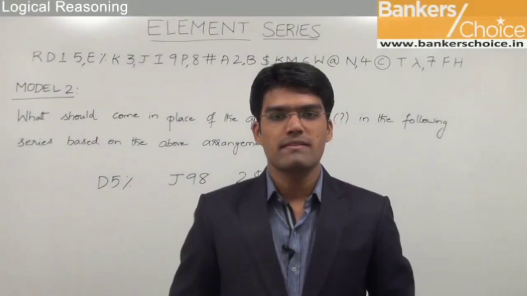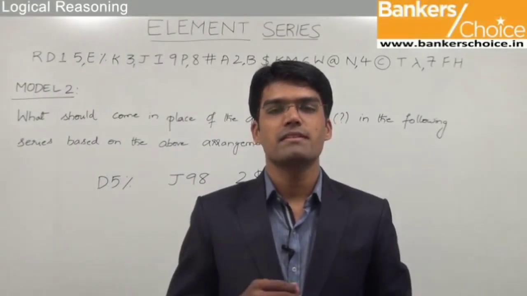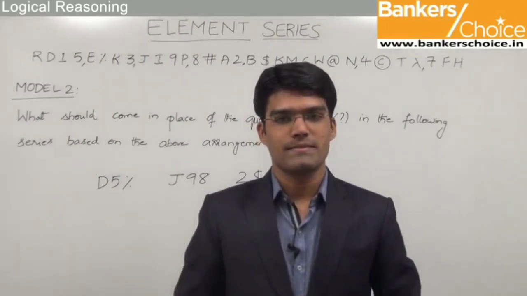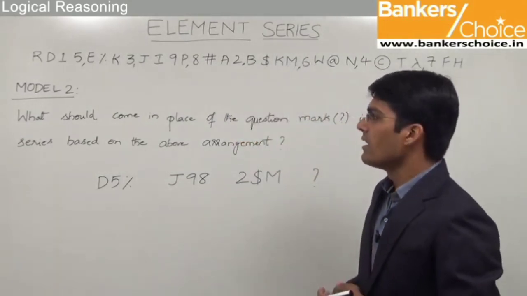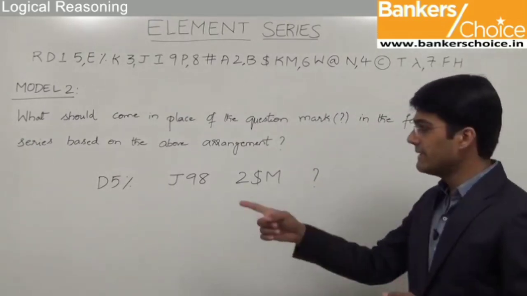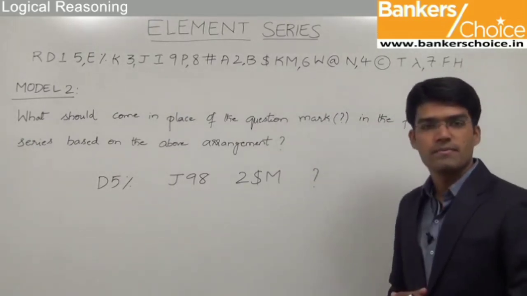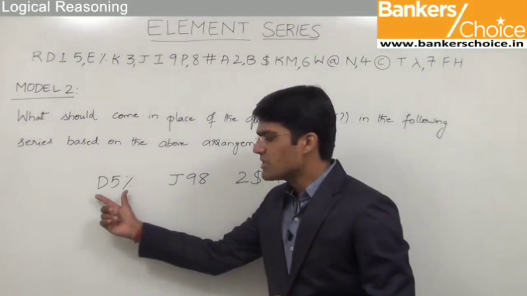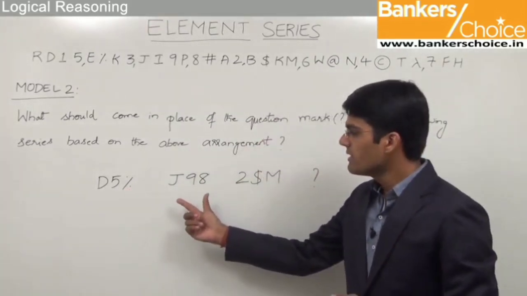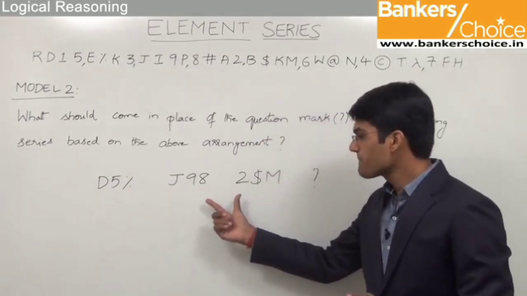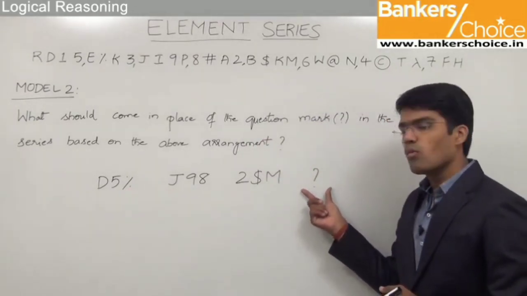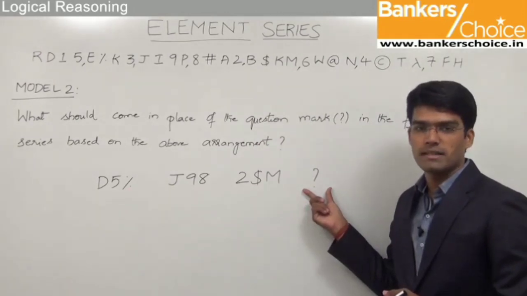Let us now take up the second model from element series, where we are supposed to find out the missing triplet out of the given set of triplets. Let's look at the question here. What should come in place of the question mark in the following series based on the above arrangement? So a series is given to us which is nothing but a series of triplets, that is D5%, J98, $2M, and then we are supposed to find out what would come in place of this question mark.